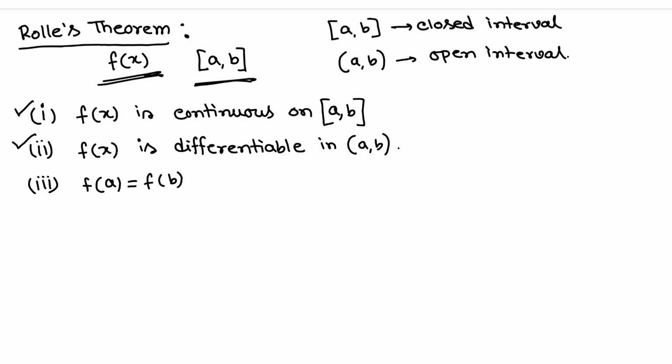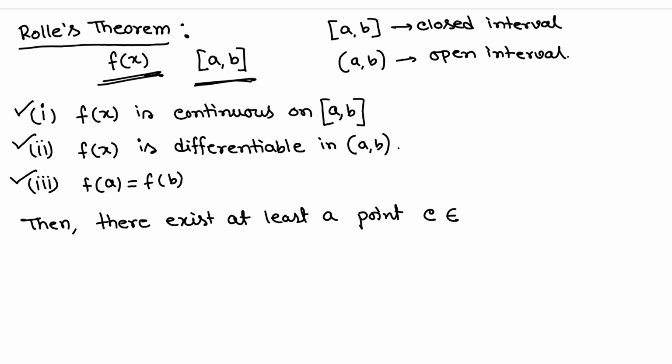Functional values at the endpoints are equal. So if these three conditions hold, then there exists at least a point c belongs to open interval AB such that f dash c is equal to 0.